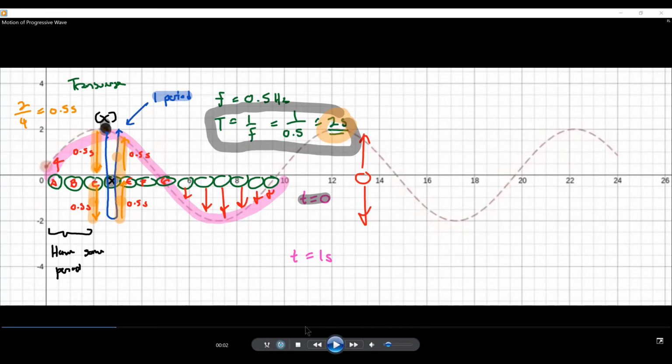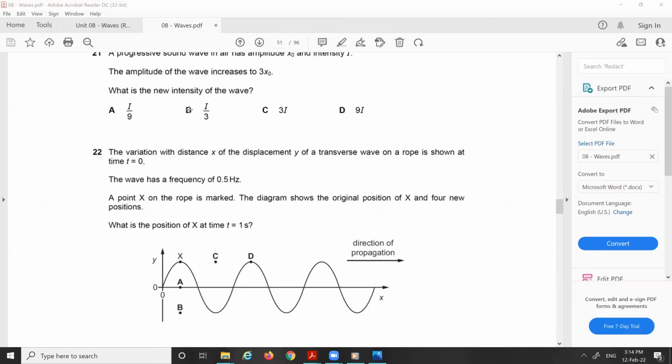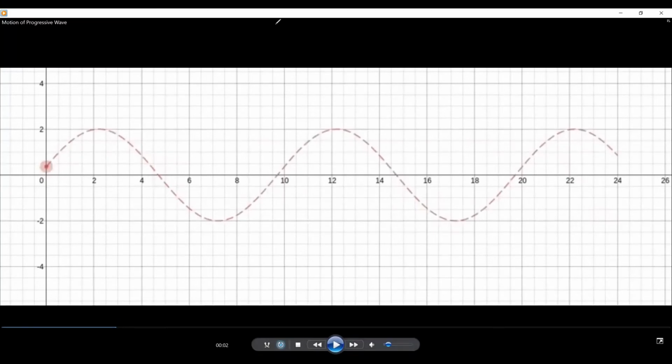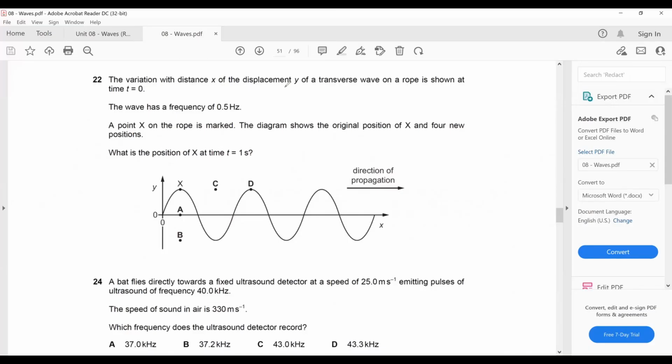So right now, what the question wants here is this. What is the position of X at time t equals 1 second? Whatever I just wrote there actually has been deleted because I screenshot something else. So let me just go back to the original question.